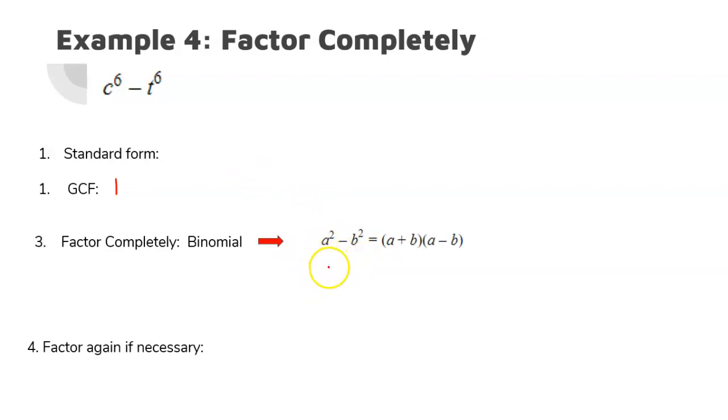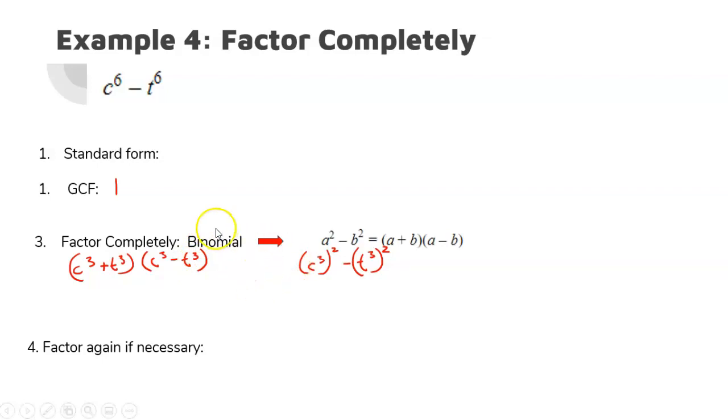So I look at c to the 6th minus t to the 6th, and what I see is that I can split this up. I can make c to the third squared minus t to the third squared. That makes 2 perfect squares that are being subtracted. And so I can simply rewrite this as c to the third plus t to the third times c to the third minus t to the third. Those are my difference of 2 perfect squares.